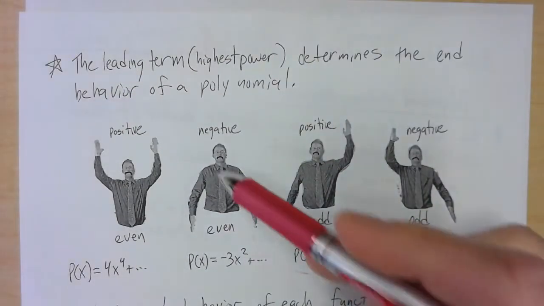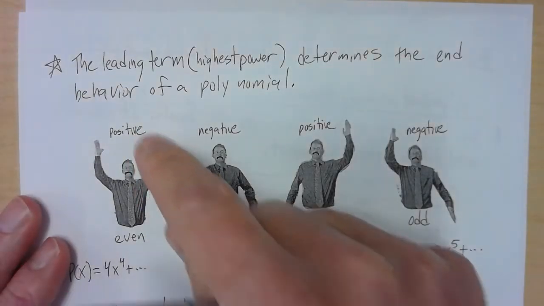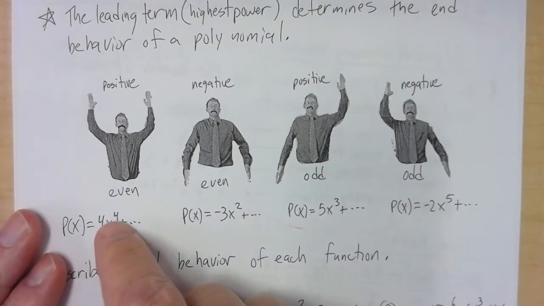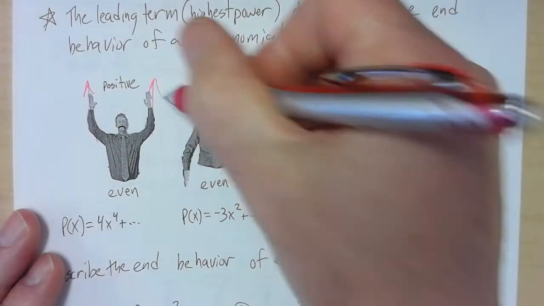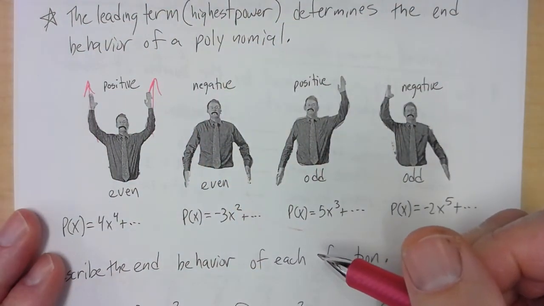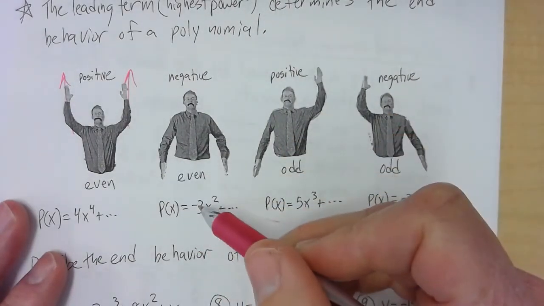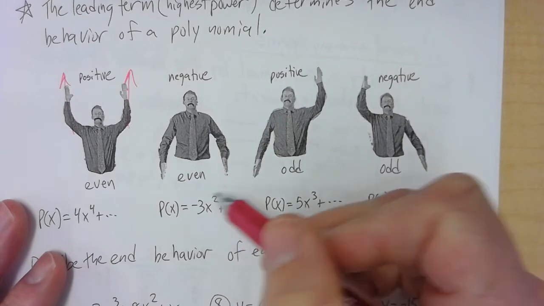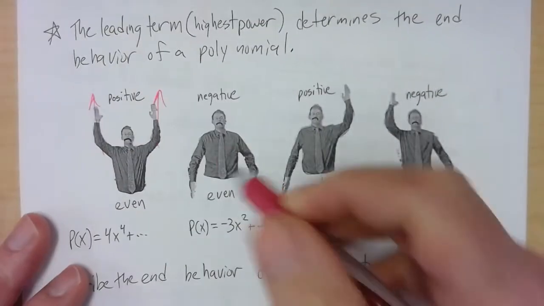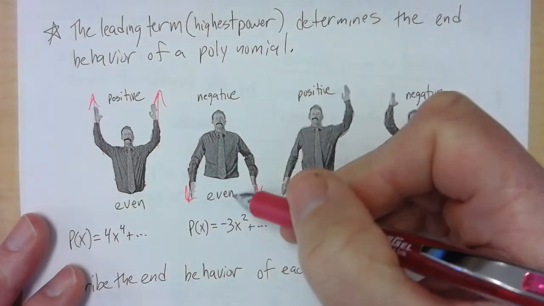leading term. The highest power determines the end behavior of the polynomial, so how the polynomial curves around. If it's positive and even, so if the highest power is even and it's positive in the front, then the left side is going up and the right side is going up. This is the end behavior of the function. If it's negative and even, this would be an upside down parabola because it's negative even, followed by a bunch of terms, but it's all based on the highest power. The highest power creates the end behavior. So this would be down on the left and down on the right, because it's negative and even.